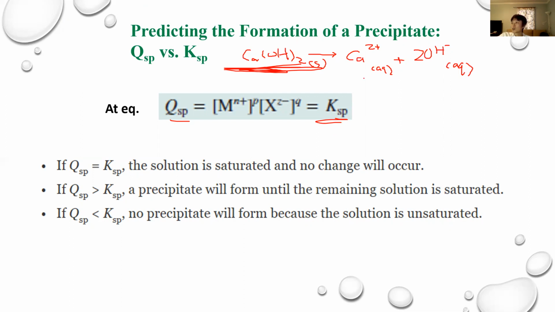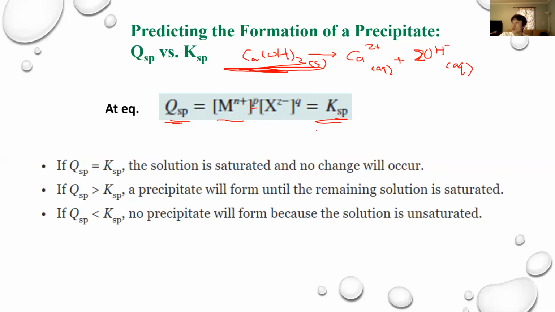So for this reaction, for the solid to dissolve into its ions, the Qsp is equal to the concentration of the metal, in this case the calcium, and you have an exponent. The exponent is the coefficient. For calcium here it is 1, so this p is going to be equal to 1. And x represents the anion, which is the hydroxide in this case. Because it has a coefficient of 2, so q here is going to be equal to 2.